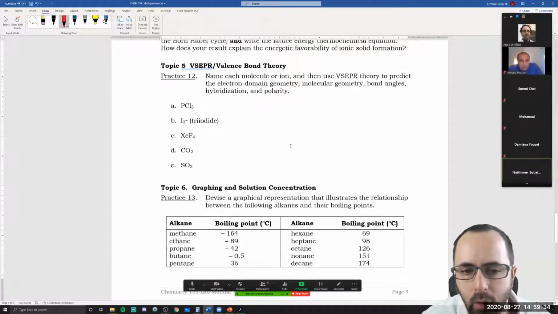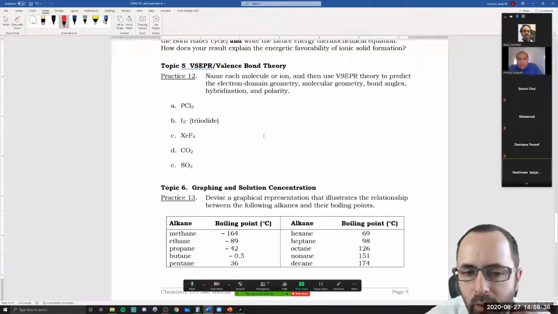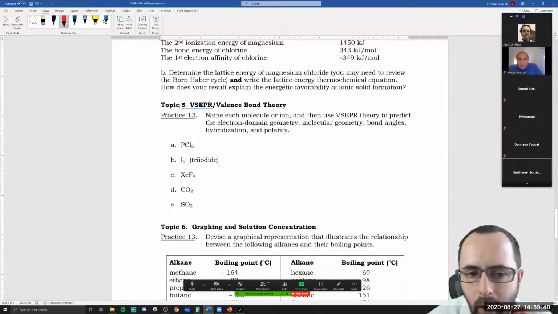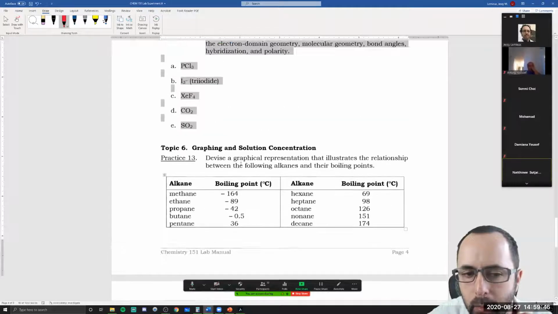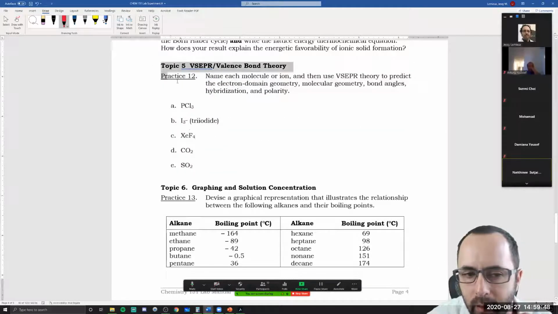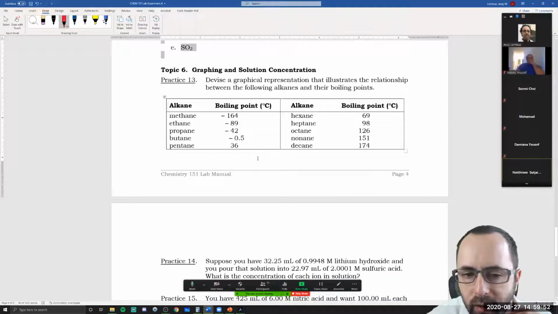You still have over a week to finish this, but there'll be some other things, of course, to do next week. So you want to get started early. We didn't focus too much on drawing Lewis structures here, but if you need a review on that, let me know. Again, I can point you to the right textbook pages.